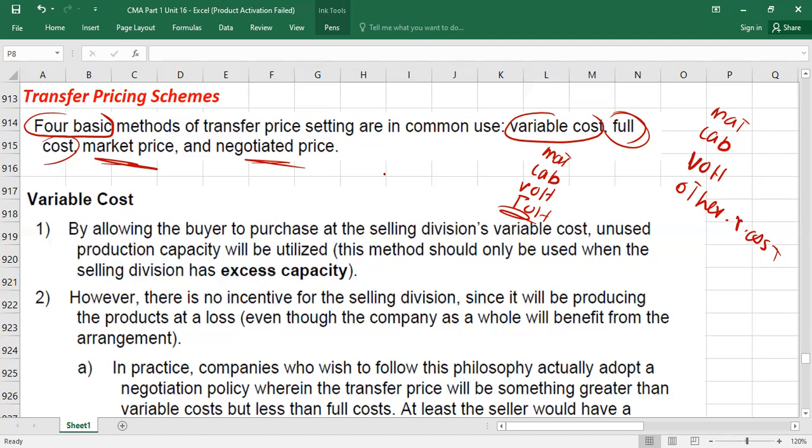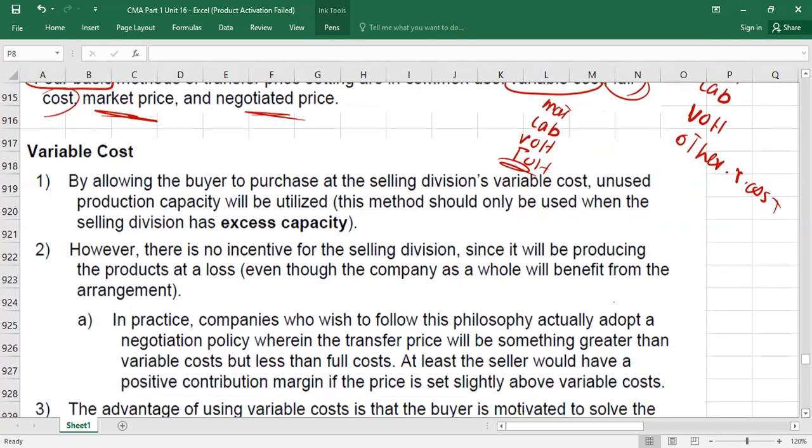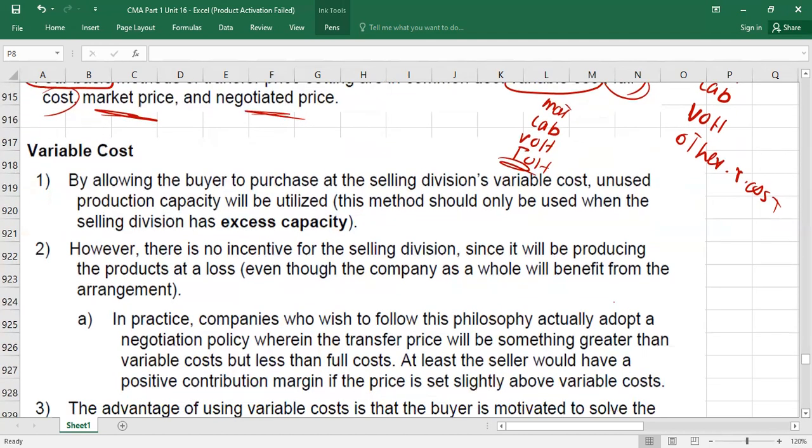Understood? So here we go. First, we are going to explain, then we'll see the facts of transfer pricing. Don't worry, first we are covering it theoretically. So here we go. What if we set variable cost as transfer price? Variable cost, I told you already, will include cost of material, cost of labor, variable overhead, and any other variable cost if it is changing due to production.